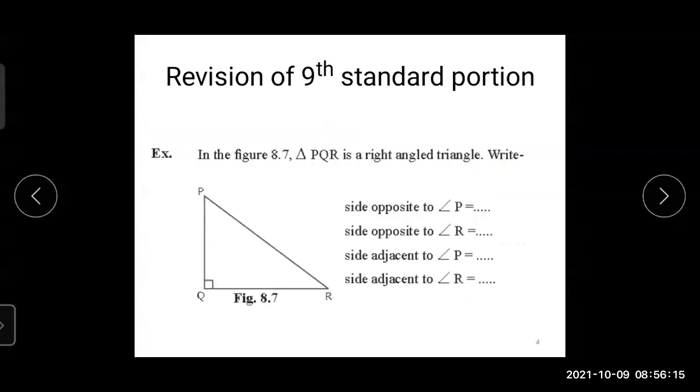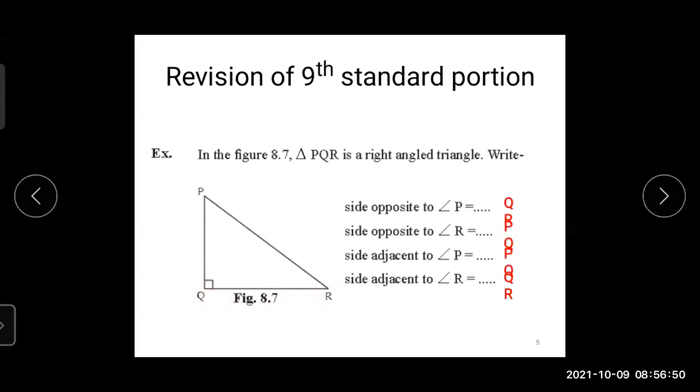In this figure, triangle PQR, see here, the side opposite to angle P will be side QR. The side opposite to angle R will be side PQ. The side adjacent to angle P will be side PQ. Then the side adjacent to angle R will be side RQ.